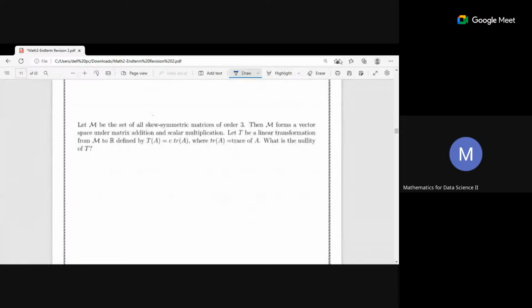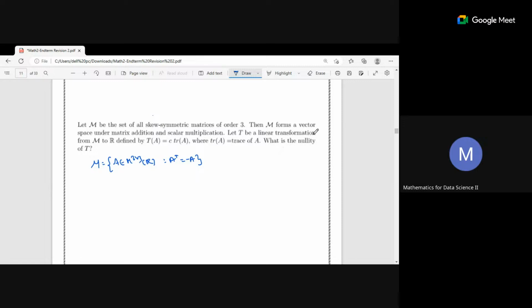Okay, so the next question here: let M be the set of all skew symmetric matrices of order 3. So what is meant by skew symmetric matrix first of all? A transpose is equal to minus A. Okay. Minus of A. Yeah, so this forms a vector space under matrix addition and scalar multiplication.